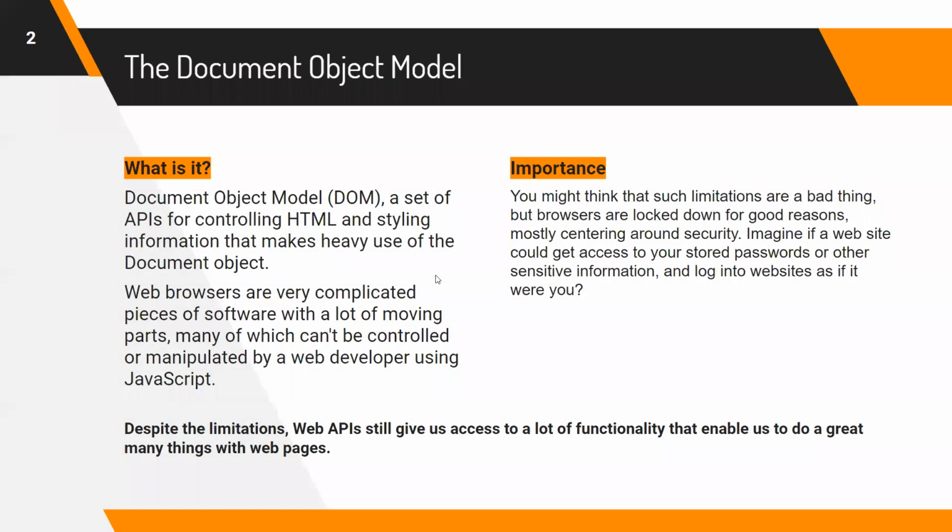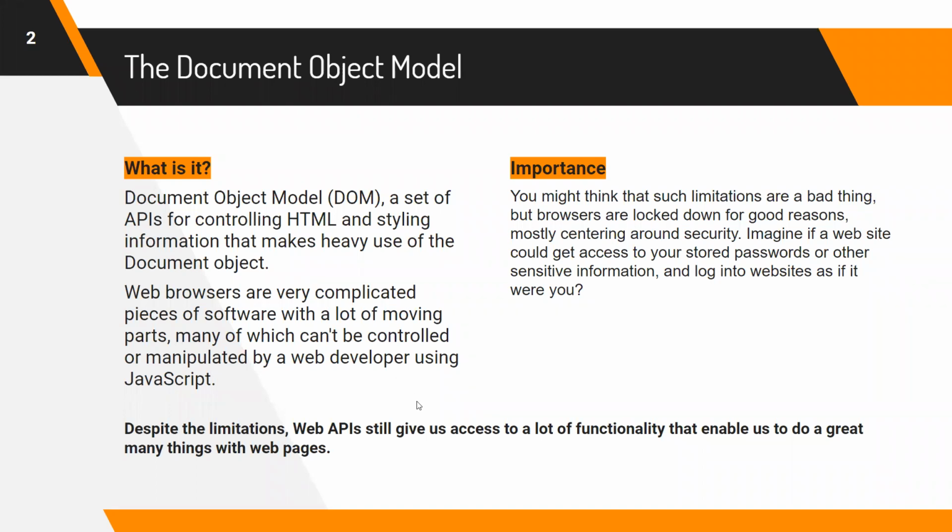And we will start by providing a definition of the DOM. What's a DOM? DOM stands for the Document Object Model, and it is a set of APIs for controlling HTML and styling information that makes heavy use of the document object. We will learn what the document object is later on.